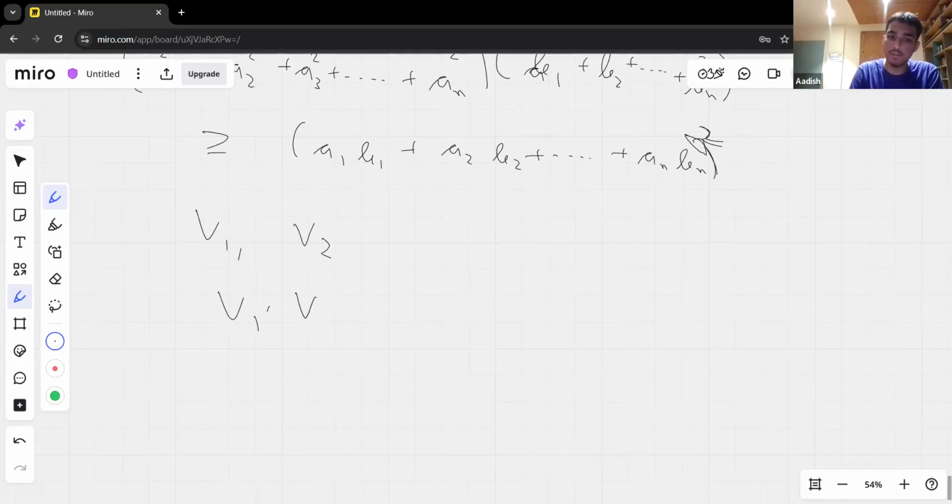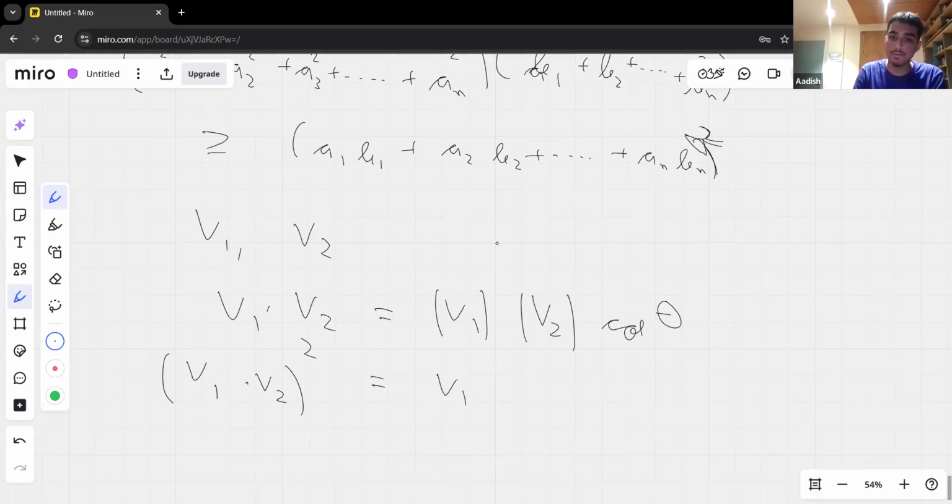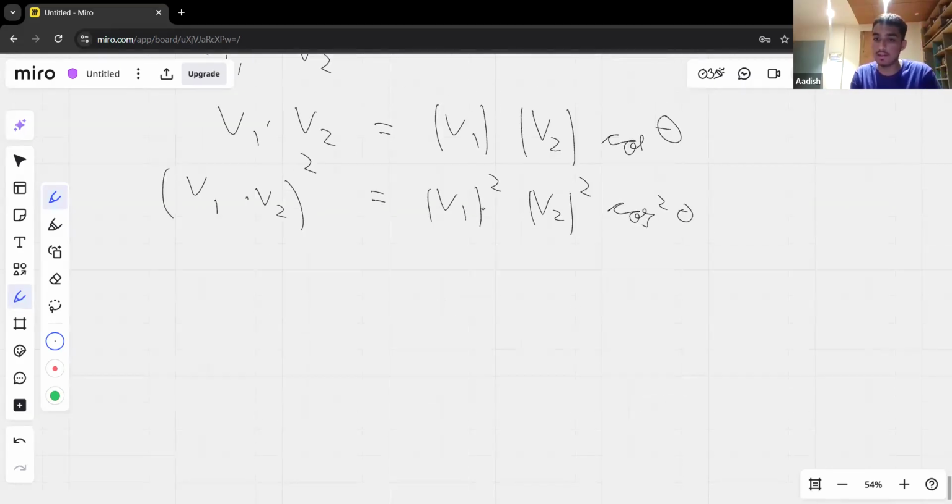Then we know v1 dot v2 is equal to mod v1 times mod v2 times cos theta, where theta is the angle between them, right? Square both sides: (v1 dot v2) squared equals v1 squared times v2 squared times cos squared theta. And we know cosine is always less than or equal to 1, so this is less than or equal to v1 squared times v2 squared. So we have (v1 dot v2) squared less than or equal to v1 squared v2 squared.